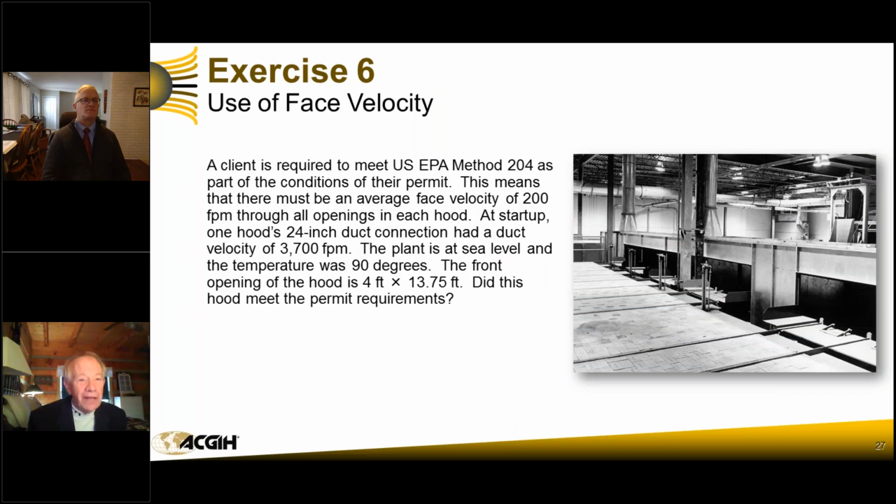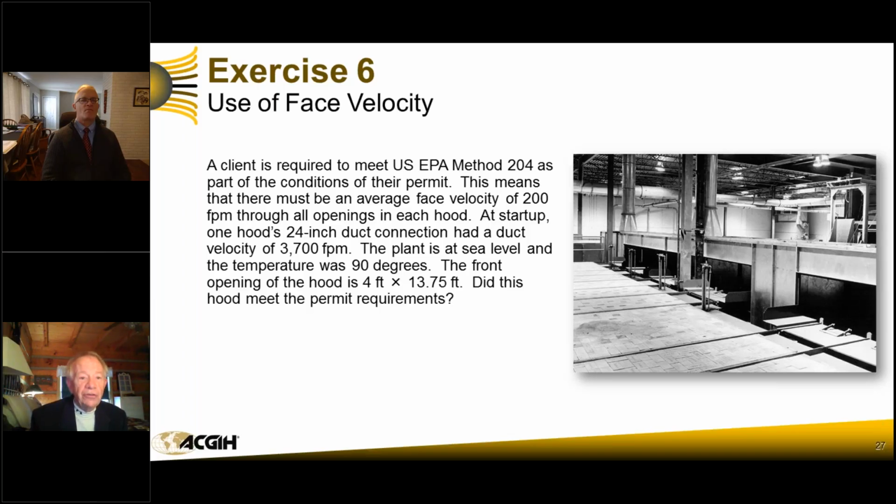Using a face velocity. Now, this client is required to meet the U.S. EPA Method 204 as part of the conditions of their permit. This means that there must be an average face velocity of 200 feet per minute through all openings, and in this case, in each hood.